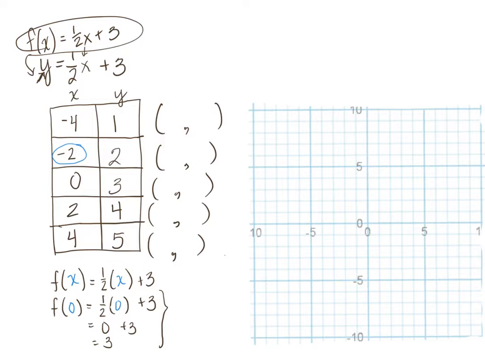Now, when we want to plot these points, we want to think of these as coordinate pairs. So remember that when I write a coordinate pair, my x comes first, then my y. So here, my x value is -4. Next coordinate is -2, 2. Next one is 0, 3. After that, it's 2, 4. Then 4, 5. All right, now I'm going to look at graphing these.